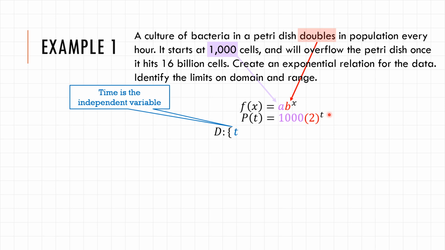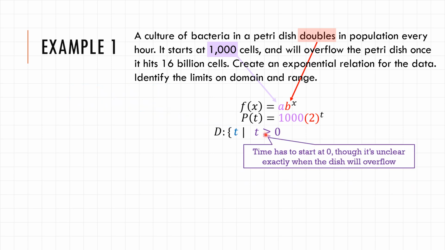Okay. Next, are there any limits on time? Well, we're not going to measure time before we start the actual experiment, before we start recording. So we can only measure the amount of time that has passed since the start of the recording, and that has to start at 0. Now, it's unclear what the time limit is going to be, right? Is there an upper limit? Like, does time have to be less than a certain value?